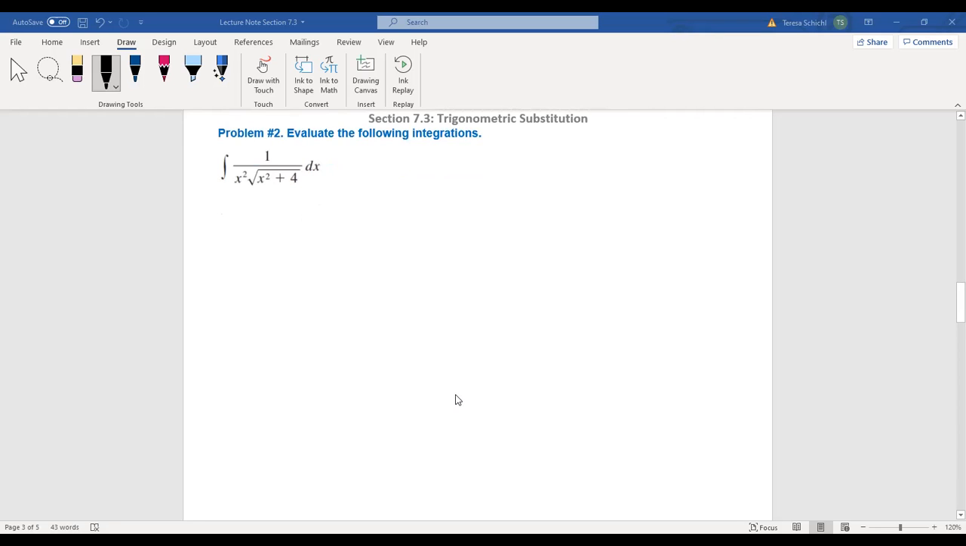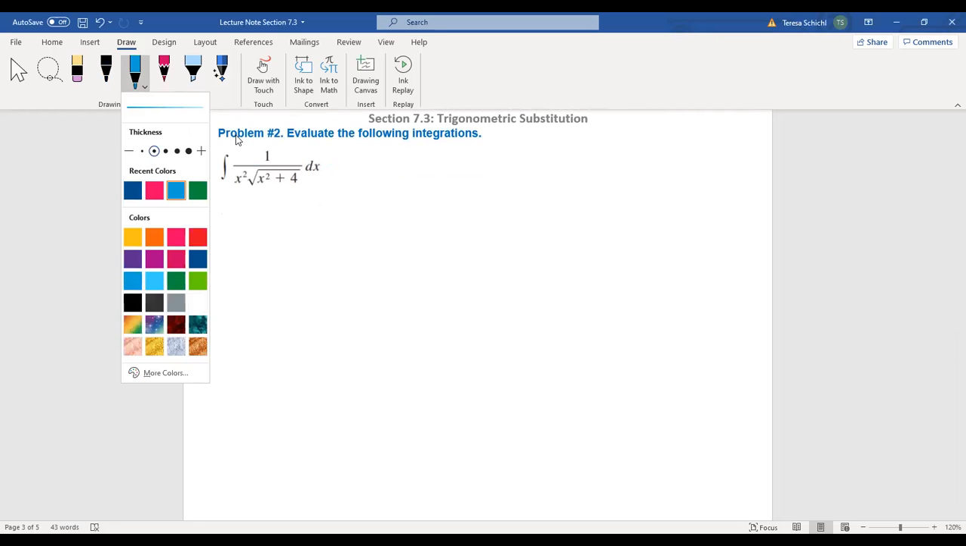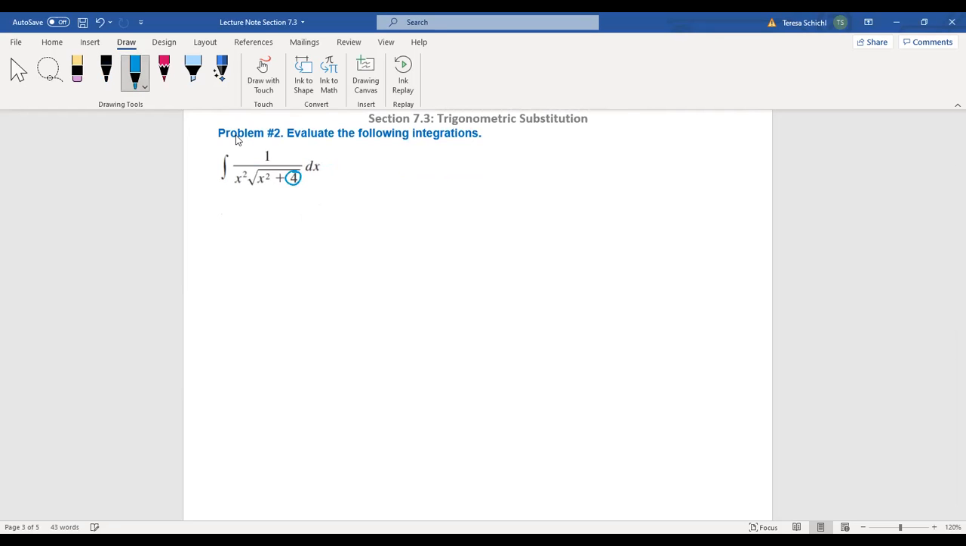All right, so the first one is here. We want to do 1 over x squared plus 4. This is x squared plus a squared, so this is a squared. So a is equal to 2.